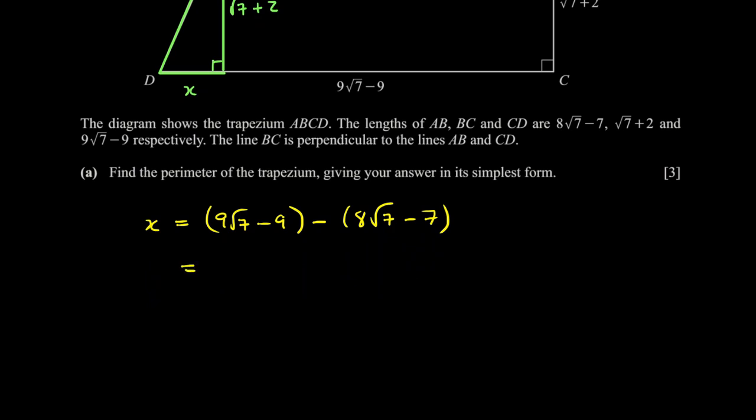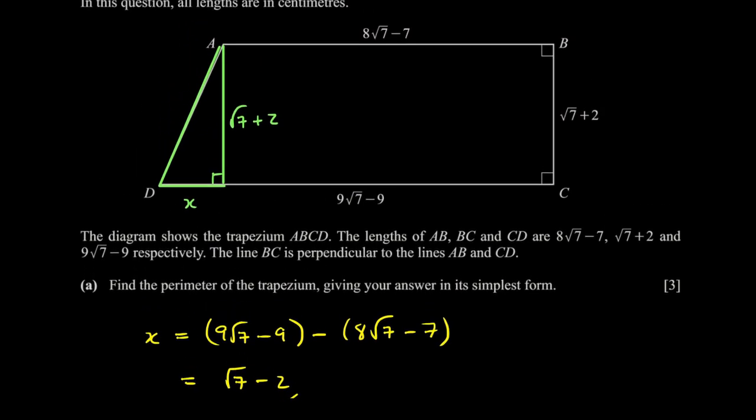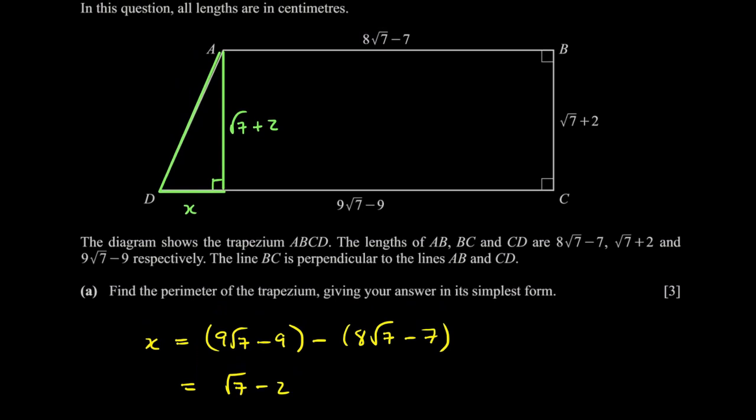Okay, so what have I got here? I've got 9 root 7 minus 8 root 7, which is just 1 root 7. And I've got minus 9 minus minus 7, so that's minus 9 plus 7, which is negative 2. So that length there, x, is actually root 7 minus 2. Let's write that down. This is equal to root 7 minus 2. Now we can use Pythagoras' theorem.